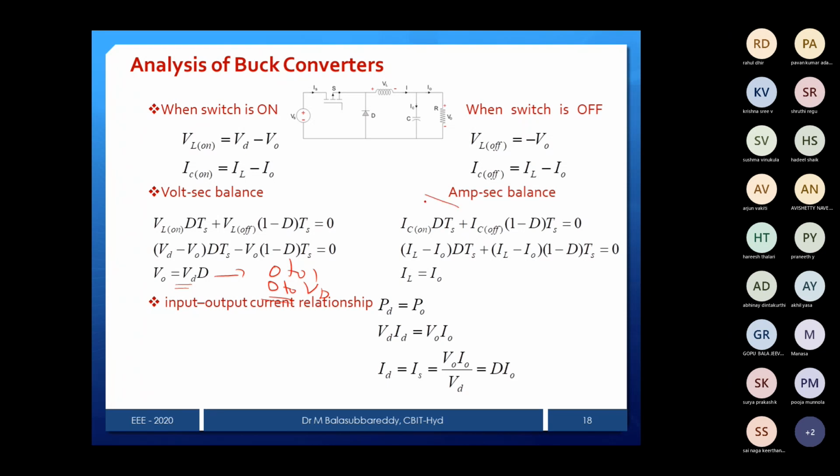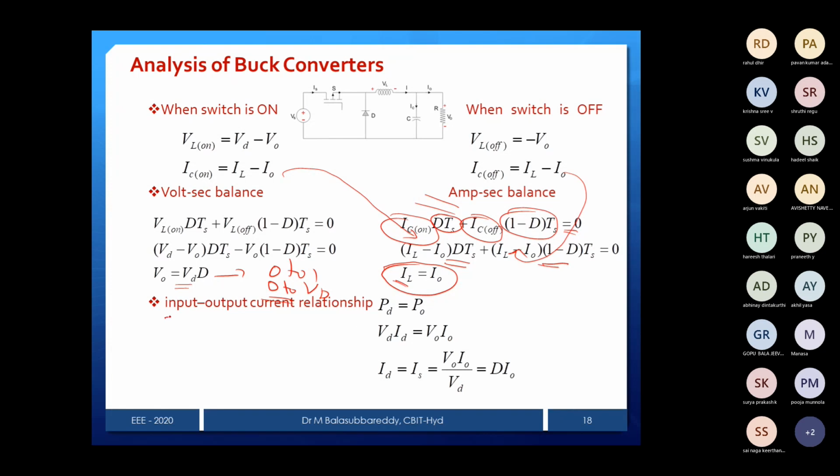Similarly, apply the ampere-second balance equation. Capacitor current during the on condition plus capacitor current during the off condition is equal to 0. Just the same, you can substitute the capacitor current during on here, and during off also, multiplied by the on period and the off period respectively. From this I got that the output current is equal to the inductor current, that is IL.